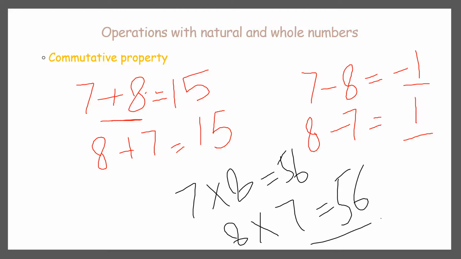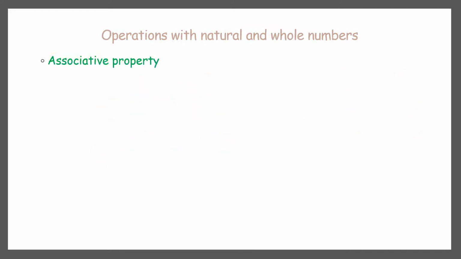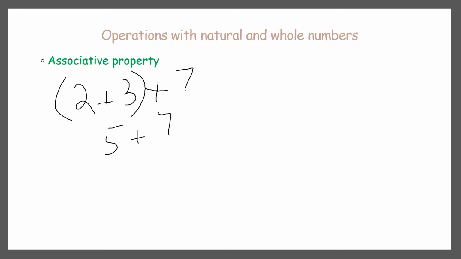Now the next one is associative property. In this property, we are dealing with three numbers. It means that the sum of three numbers remains unchanged if the order in which they are grouped is changed. Let's see an example. 2 plus 3 plus 7. Now we are going to add 2 and 3 first. If we add 2 and 3 first, 5 plus 7, then 5 plus 7 is 12.